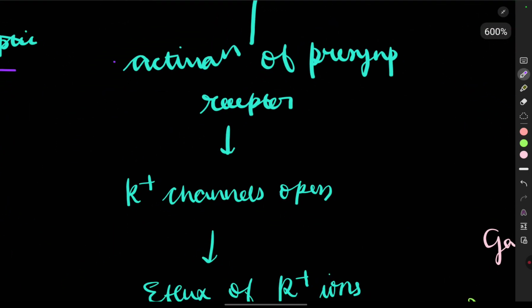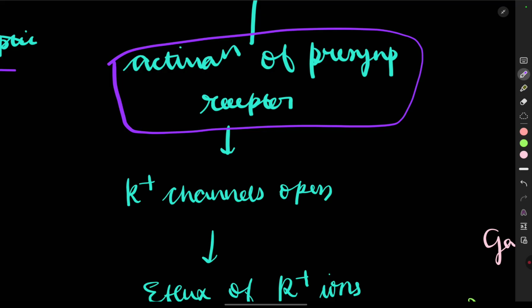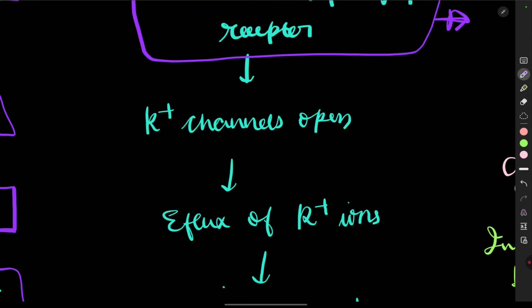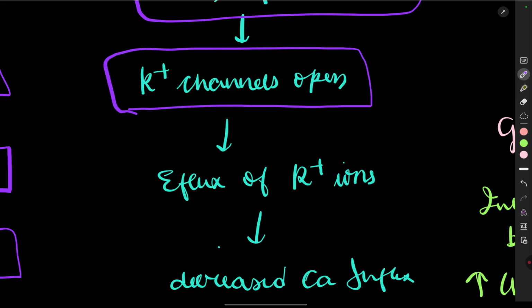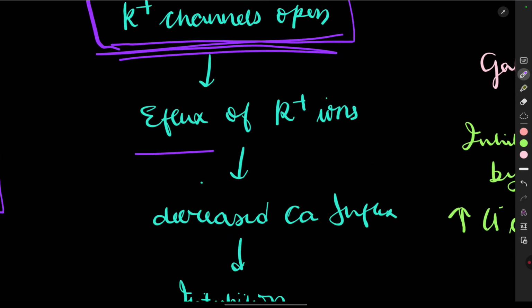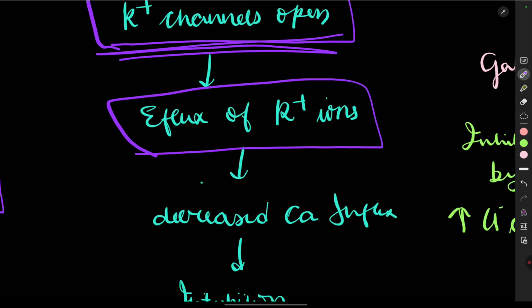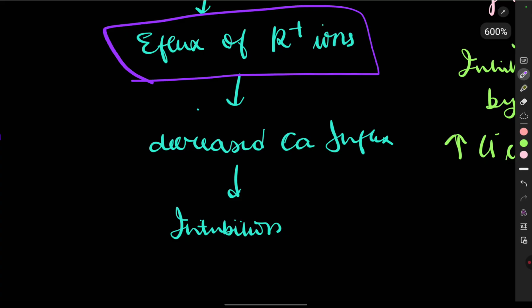Then we have activation of the presynaptic receptor again. This is a very important step. It can be common to many other mechanisms as well. So potassium channels get opened. In slow conduction, if the conductance of the potassium channels is increased, slow EPSP occurs. So the potassium channels open and efflux of the potassium ion takes place, due to which there will be less influx of calcium ions.